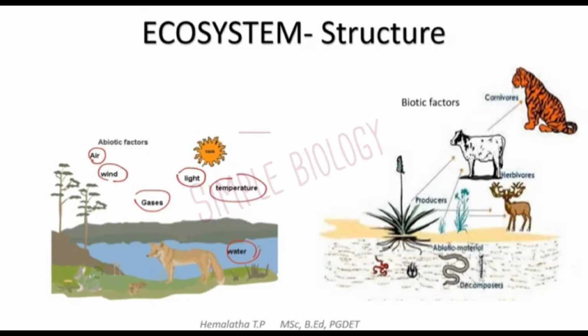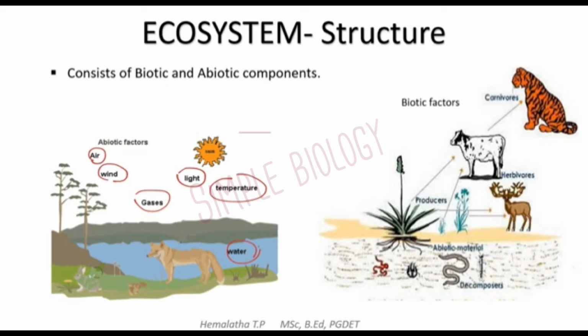So to understand this ecosystem, you need to understand the ecosystem structure and function. So let us see now first about the structure of ecosystem. What is the structure? What we can see, how the ecosystems are formed, that is the structure. So what does it consist of? It consists of biotic and abiotic components.